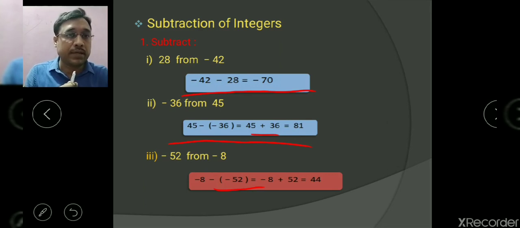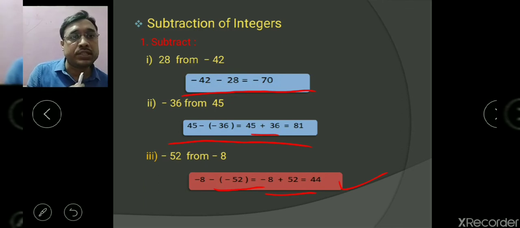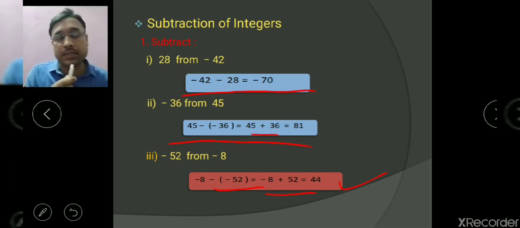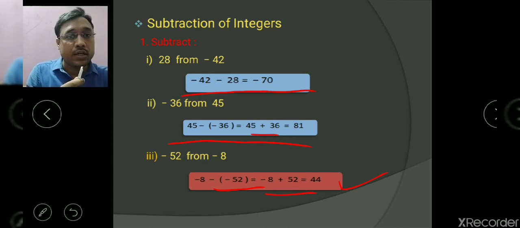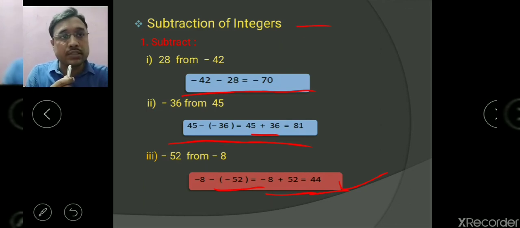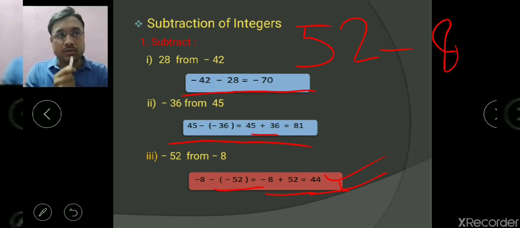So minus 8 minus of minus 52, again this minus sign will multiply, which are coming together here. So minus 8 plus 52 equals 44, because they have opposite signs. Then find the difference and give the sign of the greater numerical value. Here 52 has the greater value than 8, so you will give the positive sign in the result, that is 44. Okay students, that is 52 minus 8 you can do here. That's simply 52 minus 8. That will give the result here 44. Okay students, next.